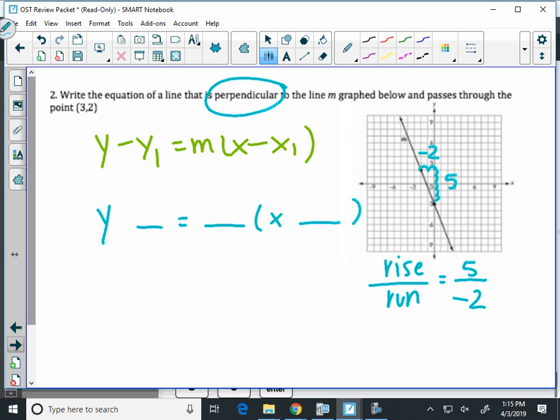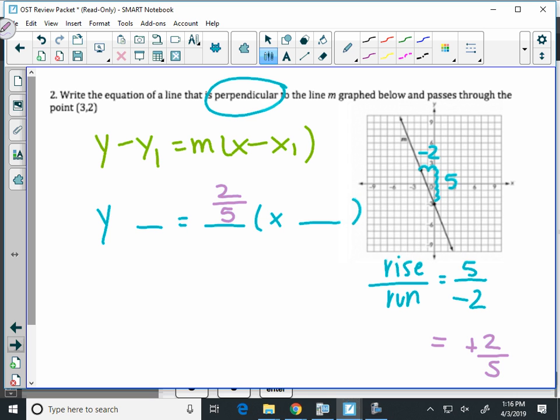Because that's the slope of the original line, the slope of the new line has to be its opposite reciprocal. So to find the opposite reciprocal, what you need to do is flip the fraction. So we had 5 over negative 2, that becomes negative 2 over 5. Change the sign. So if it's negative, it's going to turn positive. So the slope of our new line is 2 fifths.